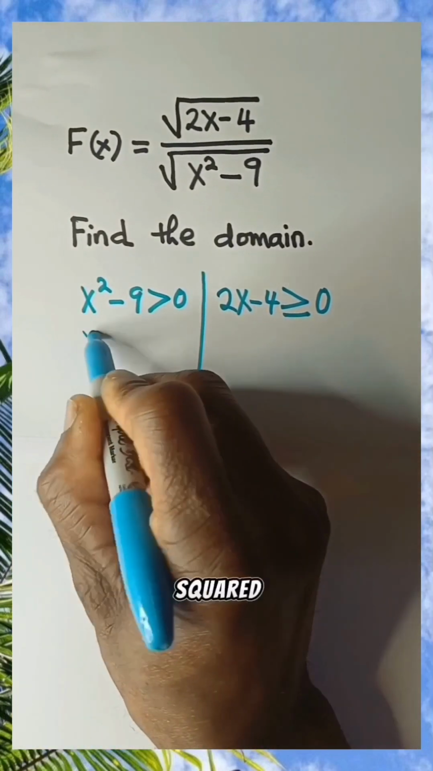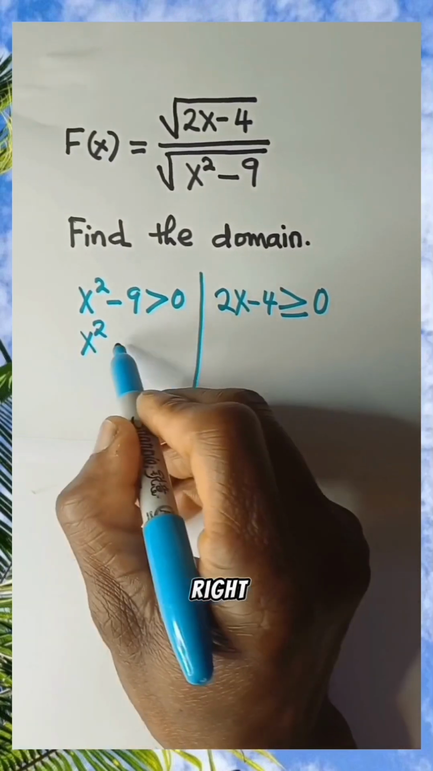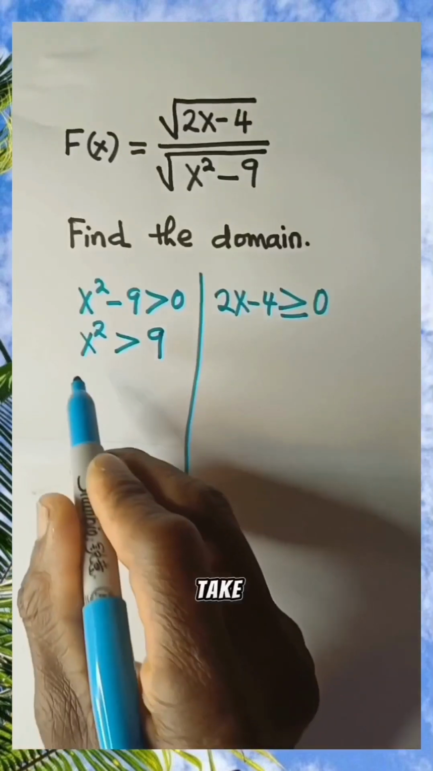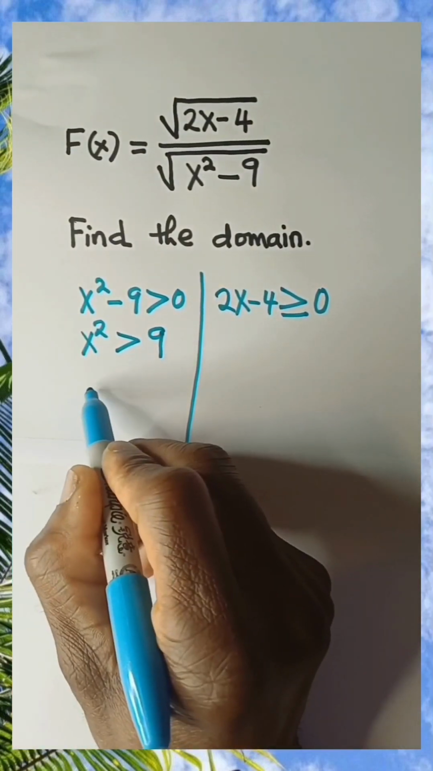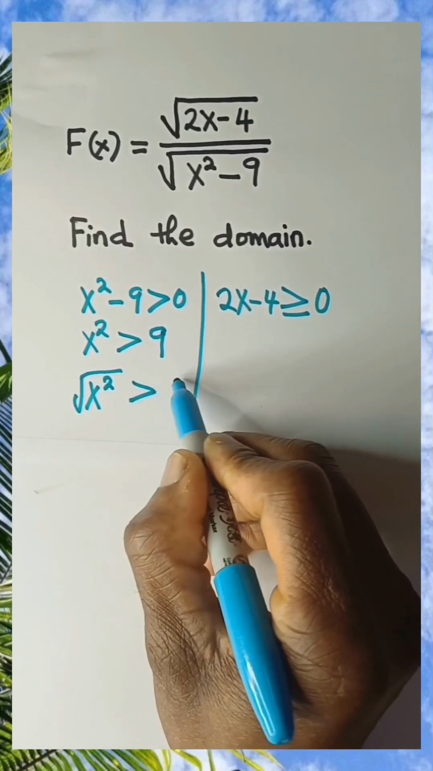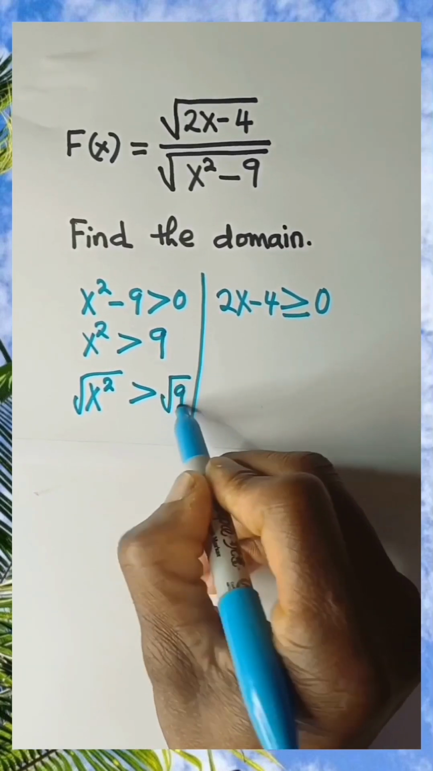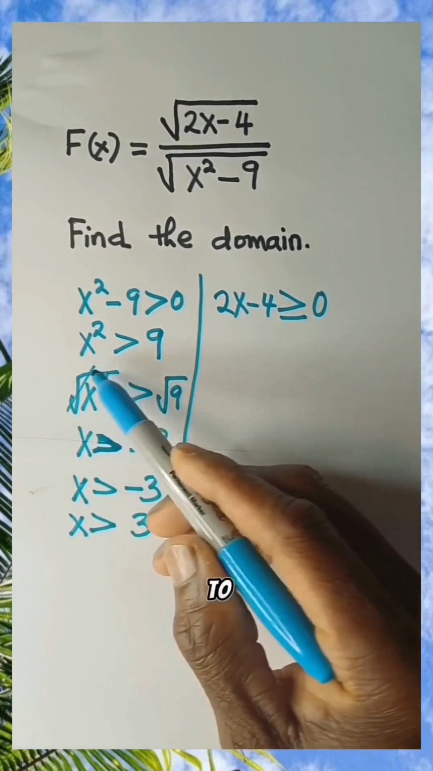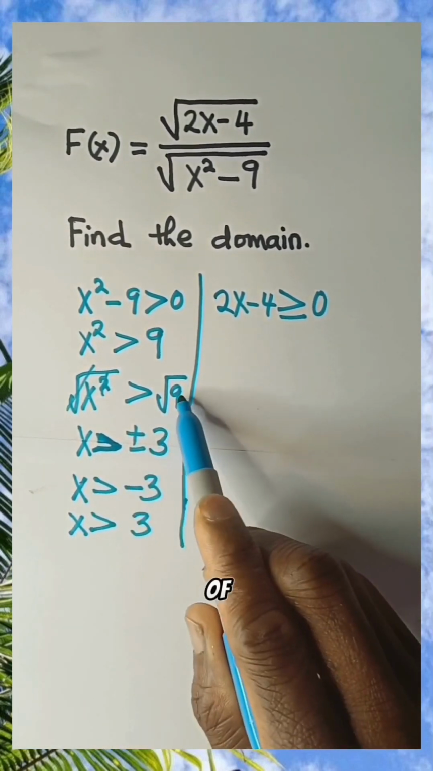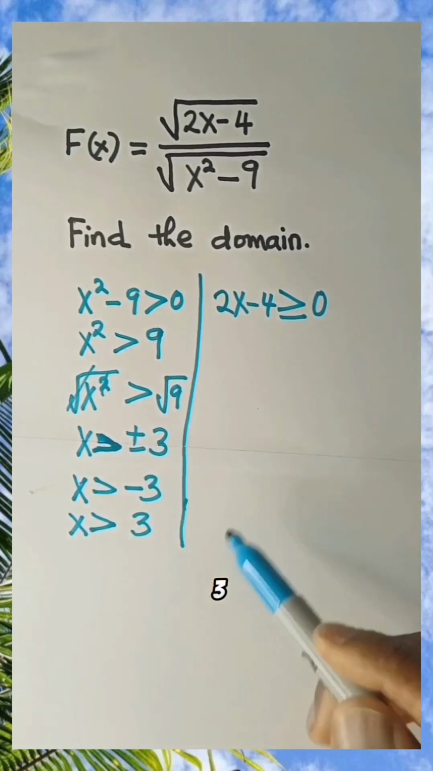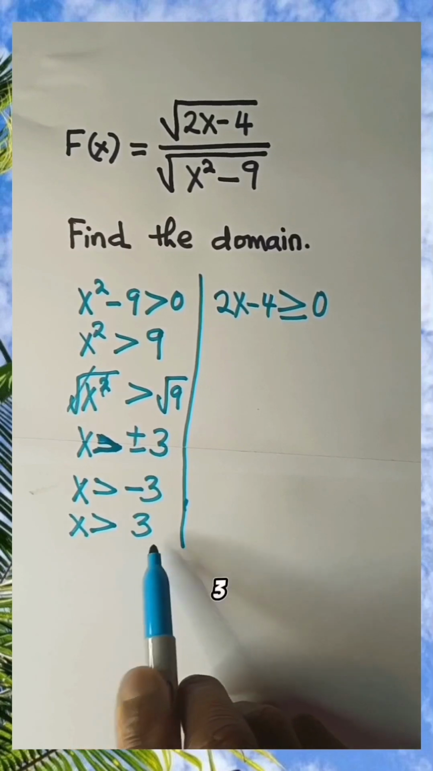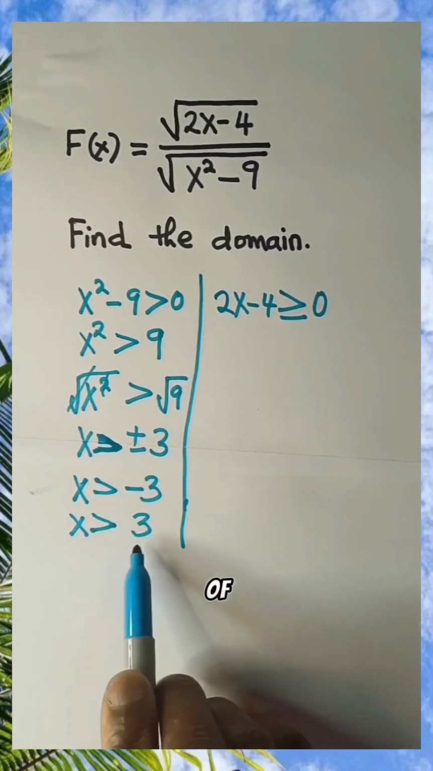We will have s squared minus 9 going to the right hand side will become positive 9. So let's take the square root of both sides. Here the square will cancel out the square root radical, and we have that s is greater than the square root of 9, which is plus or minus 3. So we have that s is greater than minus 3 and s is greater than 3. So we have two values of s.